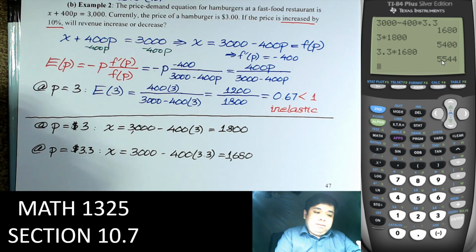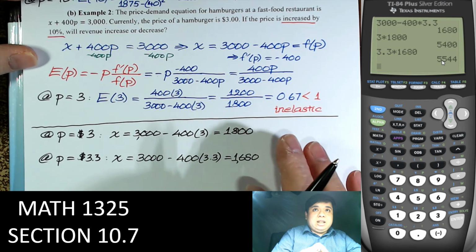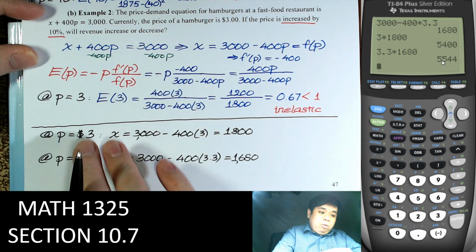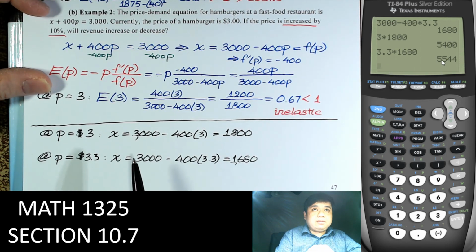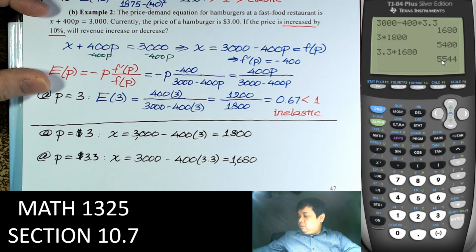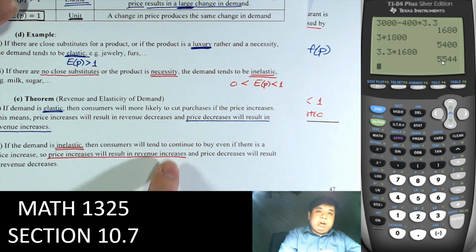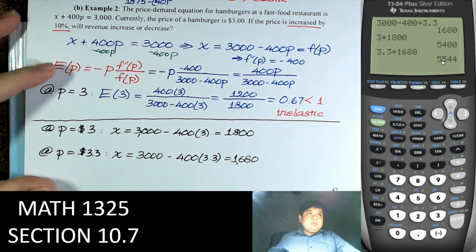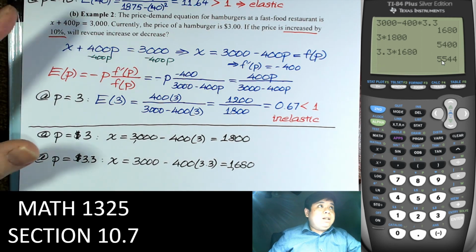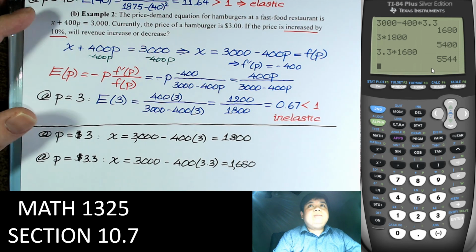Right? Because it is inelastic, when the price increases, the revenue will increase. Inelastic price increase results in revenue increase. And we calculated the revenue increase from 5,400 to 5,544.